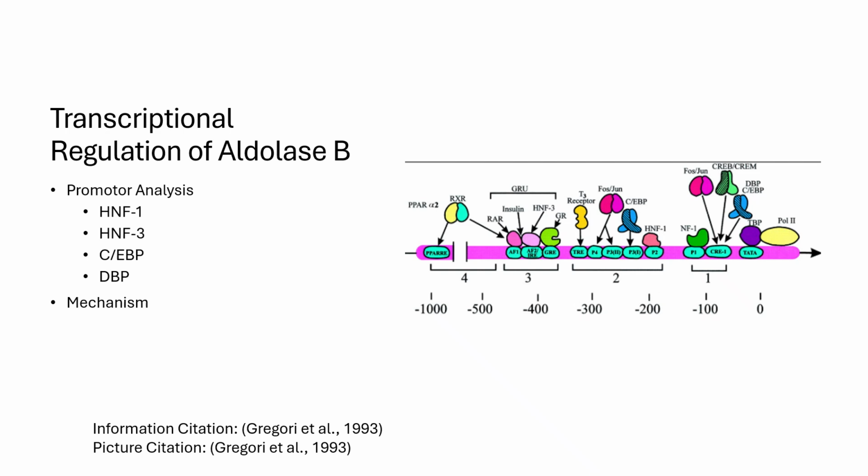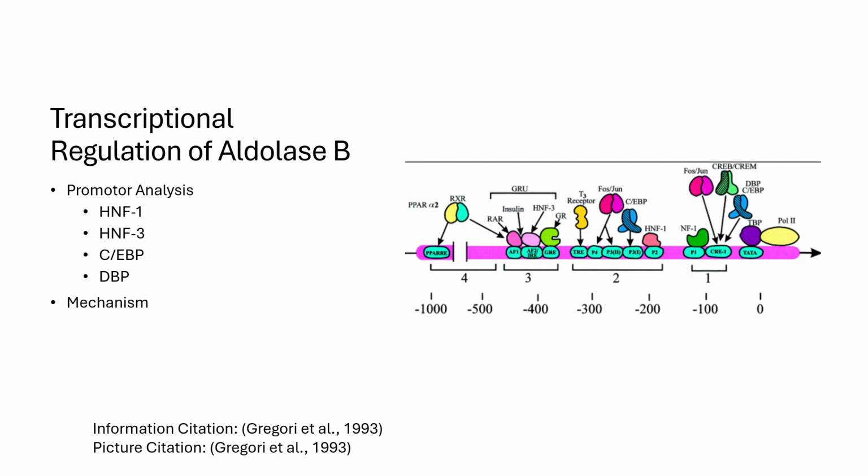There are 4 transcription factors for aldolase B. HNF1 is a crucial activator that binds near the transcription start site. It's necessary for liver-specific expression of aldolase B. HNF3, also known as FOXA, acts as a pioneer factor. It can bind compacted chromatin and open it up for other factors to access the DNA.